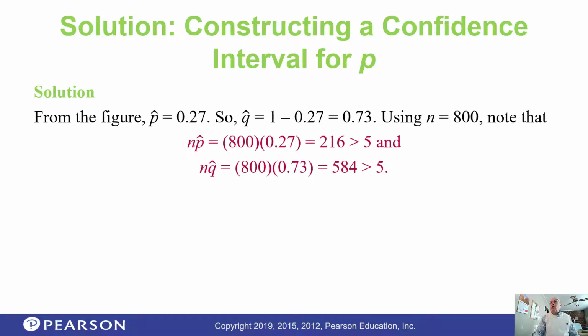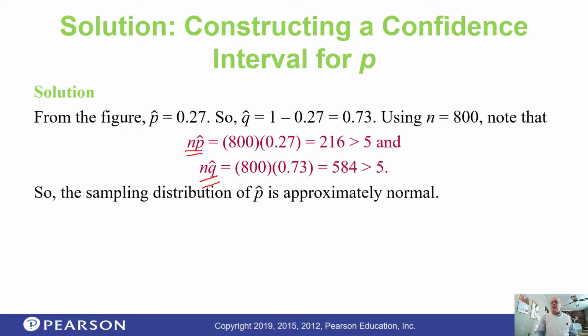So first of all, don't forget this part. This is the easiest thing to forget: checking to see whether this population proportion is normally distributed or not. So N times P, N times Q, and of course those are p-hat and q-hat. They're both greater than 5, so we're in good shape. It's approximately normal.